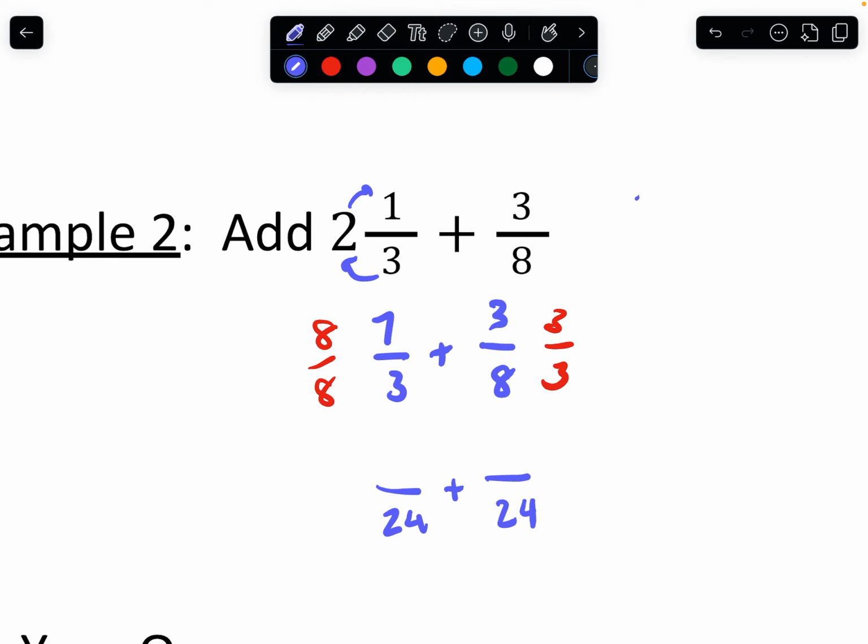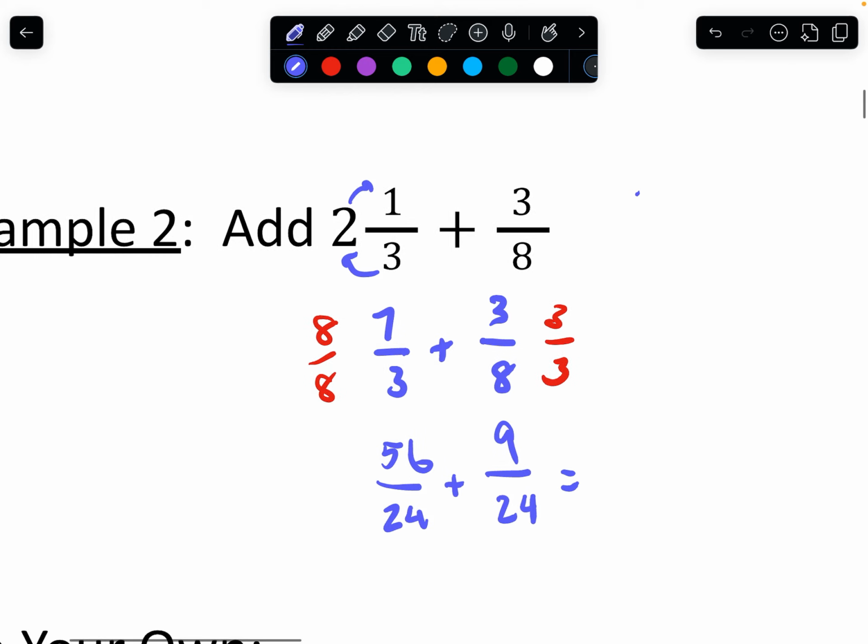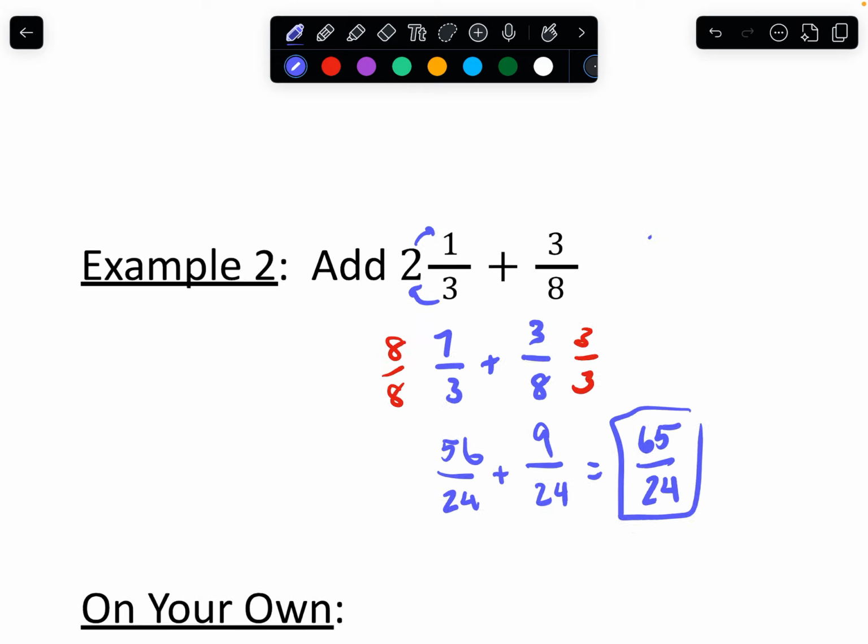Now that I've rewritten these with common denominators, I can add straight across. 56 plus 9 is 65. 24, remember, stays exactly the same. So that is how to do these as well. All right, and why don't you work on the next two on your own?